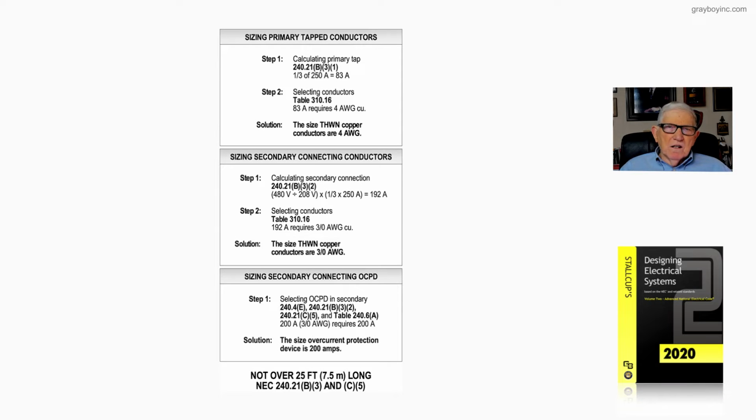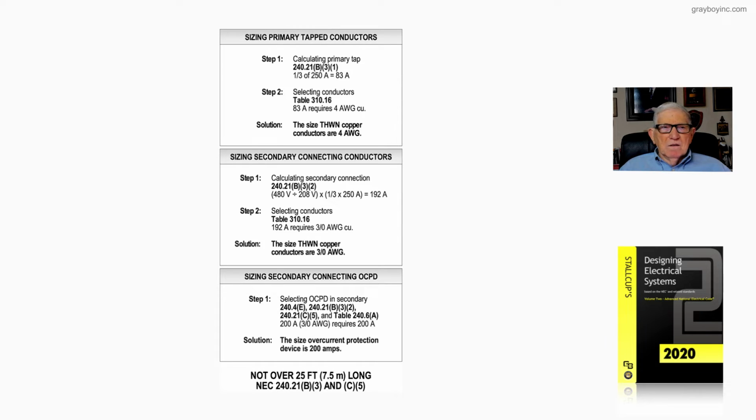Now let's do the calculation for the primary and secondary side of the transformer in accordance with our figure 20-36. Now notice the primary tap off of the feeder conductors. We have an overcurrent device of 250 amp. We take 1/3 of that, and that would be 83 amps in accordance with 240.21(B)(3) item 1.